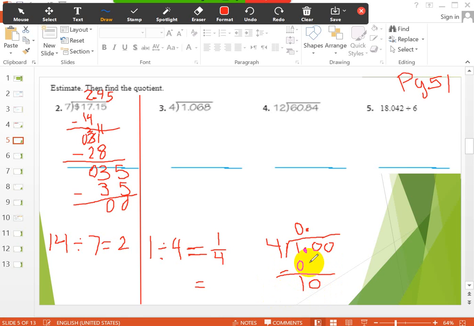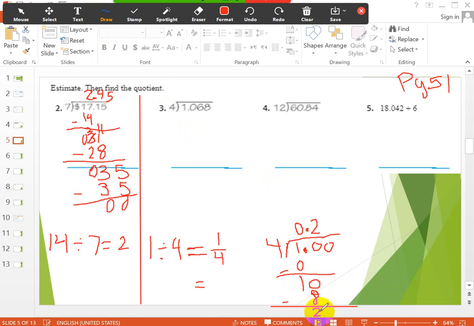Now, can I divide 10 by 4? Yes, I can. 10 divided by 4 equals what? How many 4s in the 10? I think 2, right? I have 2 fours. So 2 multiplied by 4 equals 8. So I will write it here. It will be 8. Now I will subtract. 10 minus 8 equals 2.